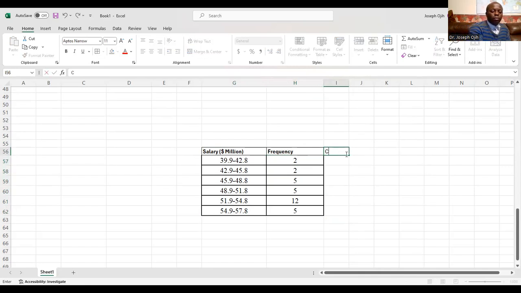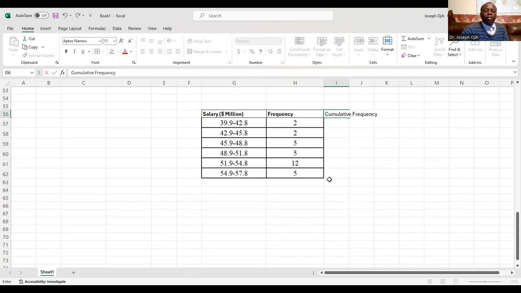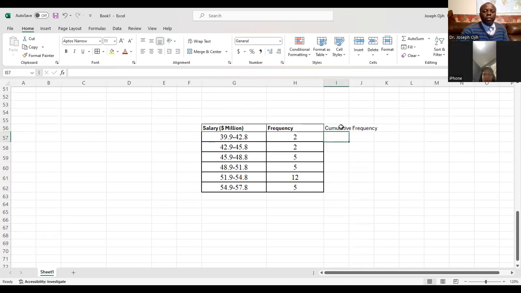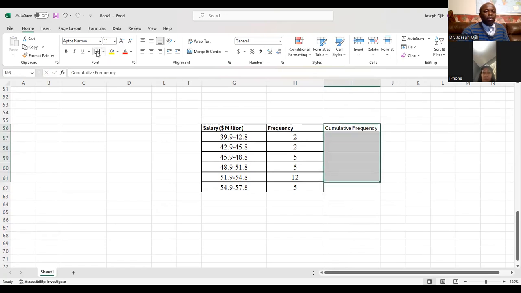So I'm gonna type cumulative frequency here, because the ogive is the cumulative frequency graph. Cumulative frequency, make it bold. Now, remember the cumulative frequency, the first number will be, let me make this bold with this one as well.